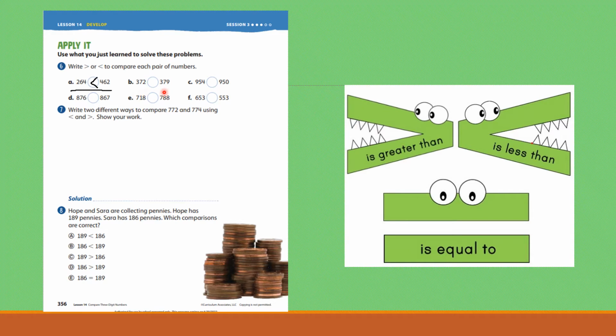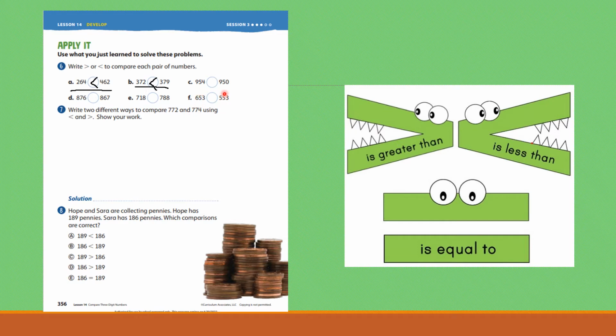372 and 379. First, I'm going to compare the hundreds. They're the same. I'm going to compare the tens. They're the same. I'm going to compare the ones. They're different. 2 is less than 9. So I need to make sure that my alligator mouth is open to the bigger number. And I read that 372 is less than 379. Let's go to the next problem.